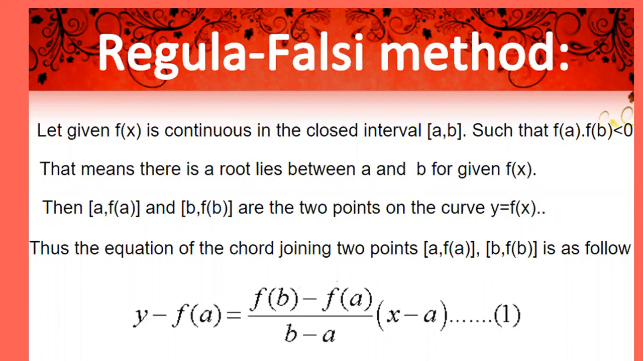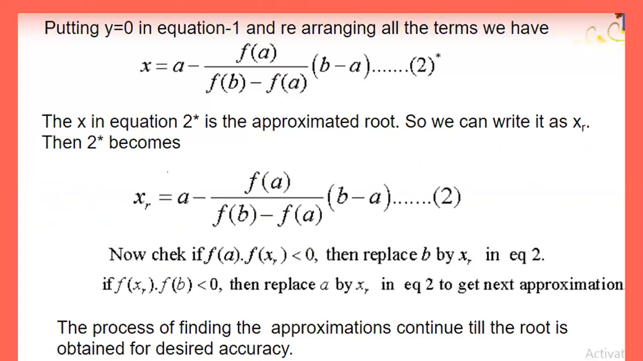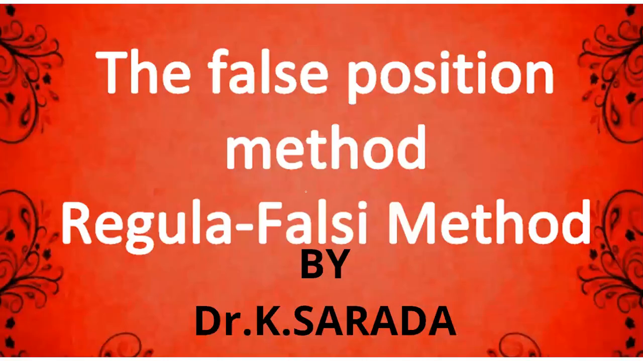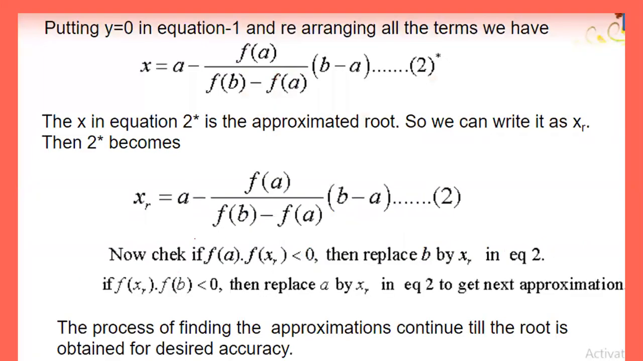Using this formula, putting y equal to 0 in equation 1 and rearranging all the terms, we get x is equal to a minus f(a) by f(b) minus f(a), into b minus a. The x in equation 2 is the approximated root. So we can write it as an iteration formula: xr is equal to a minus f(a) by f(b) minus f(a), into b minus a.